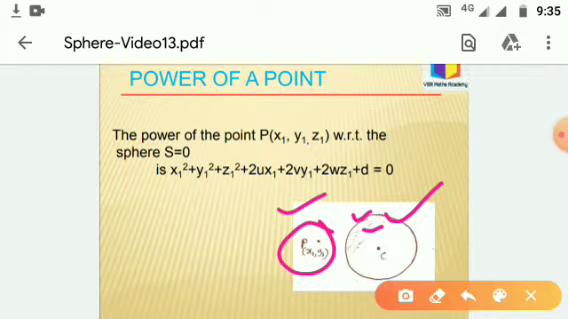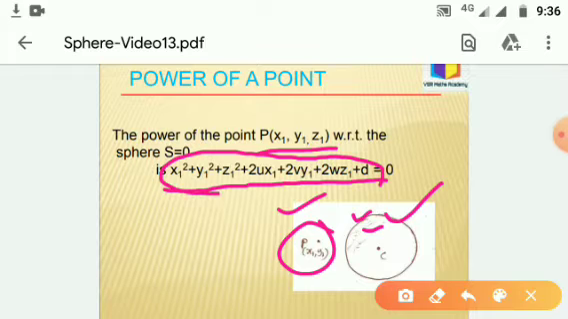If P is the point (x1, y1, z1), then the power of the point is x1 square plus y1 square plus z1 square plus 2ux1 plus 2vy1 plus 2wz1 plus d. So the power of the point is nothing but the value obtained by substituting the coordinates of the point in the equation of the sphere.